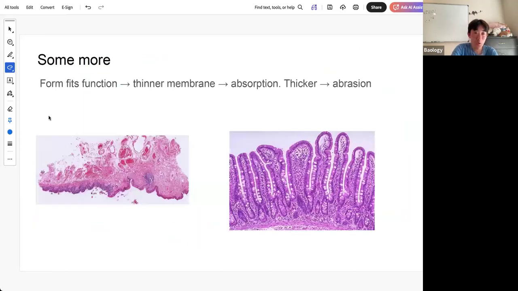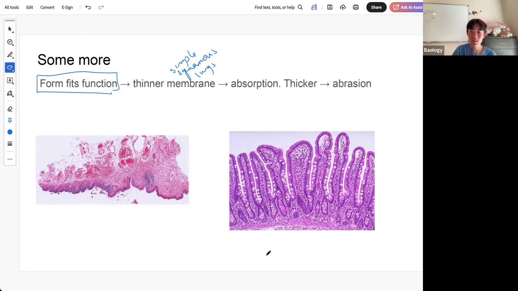Oh, wow. I already said this. This is so important: form fits function, or form follows function. So the thinner the membrane, think simple squamous in the lungs, that is good for absorption because it is easy to get through a thin wall than a thick wall. Whereas for thicker parts, like the skin, which has multiple layers of squamous cells, that helps protect against abrasion.